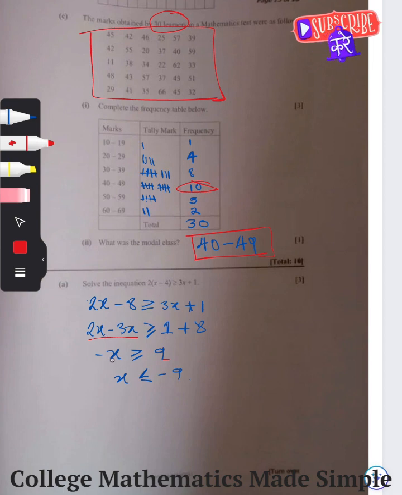2 minus 3 is negative 1. So this is negative x, and I can divide throughout by negative 1. Immediately we divide by a negative, we flip the sign. So that is why x is less than negative 9.